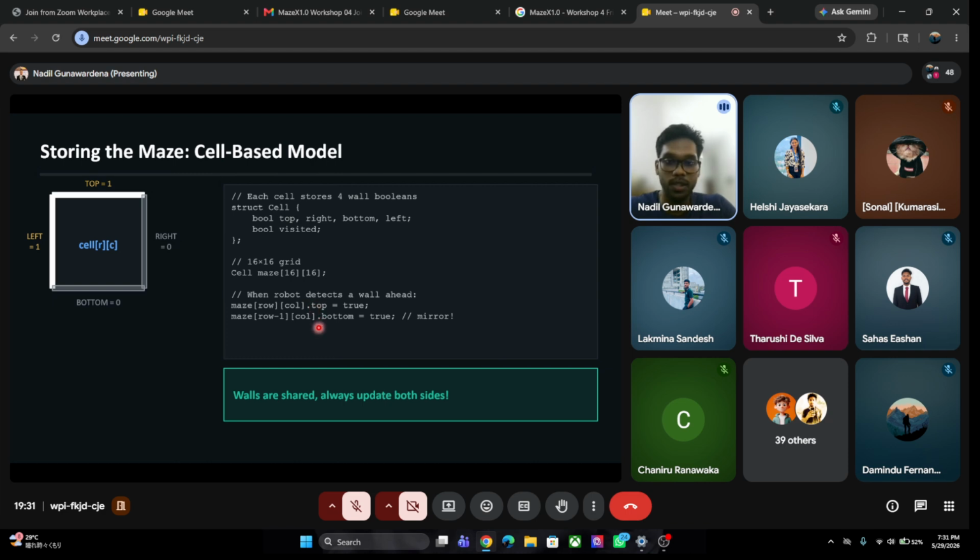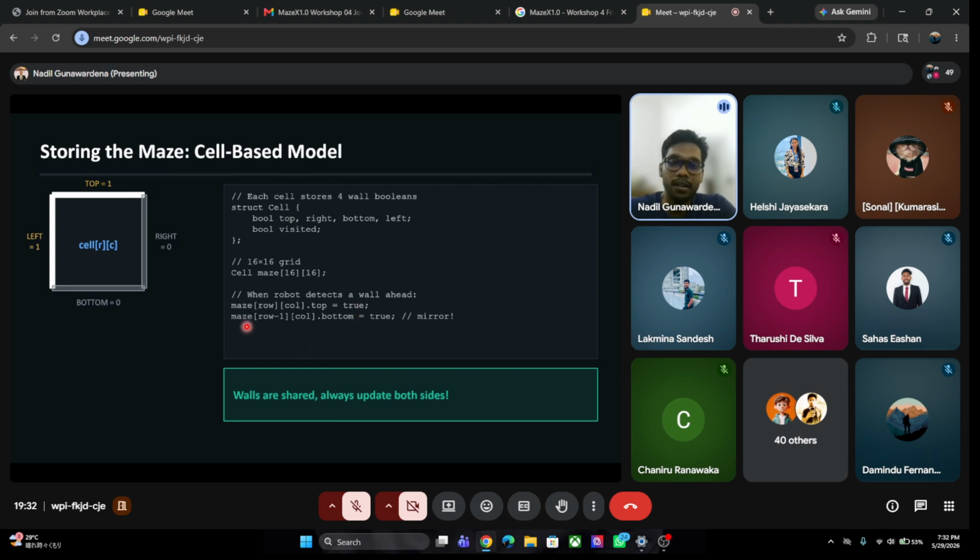So we need to store the status of that cell, that there is a wall on the top of the cell. In this example, let's take the row equal to R and the col equal to C. So maze R and C dot top, the attribute, is equal to true. That means we store that value as 1, indicating that there is a wall.